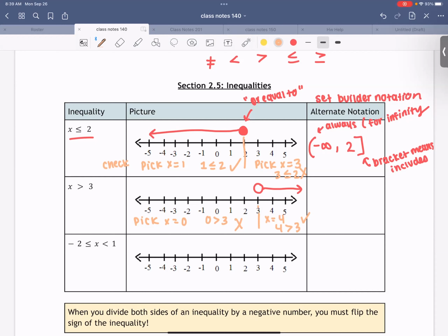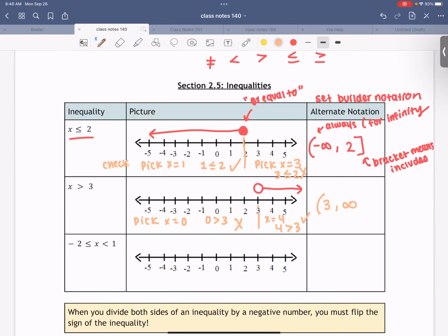Set builder notation. What 2 numbers are going to be in my set builder notation? Good, 3 and positive infinity. Since my arrow is going to the right, I'm hitting positive infinity. I'm getting really big numbers here. Parentheses or bracket on the 3? I hear a bracket, I hear a parentheses. Which one is it? It's a parentheses because we're not including 3.